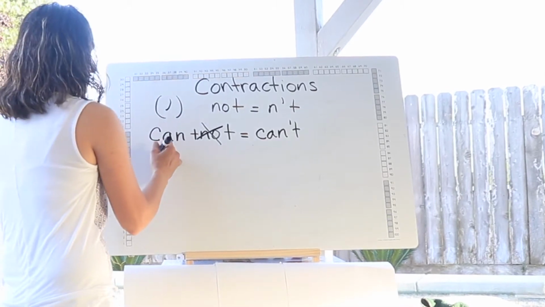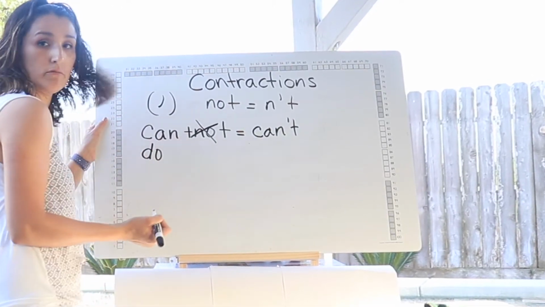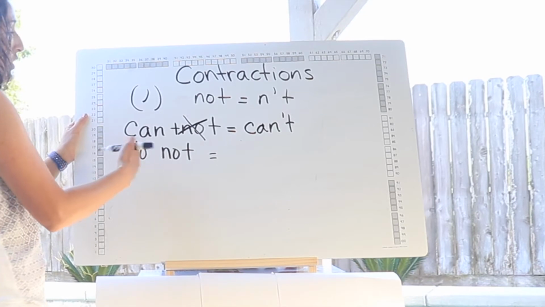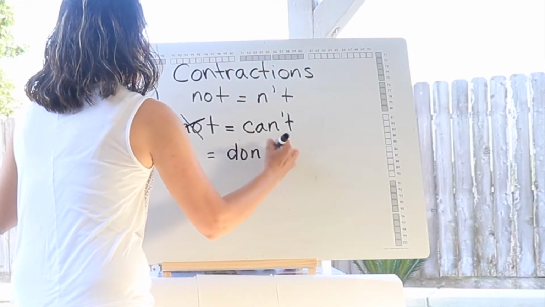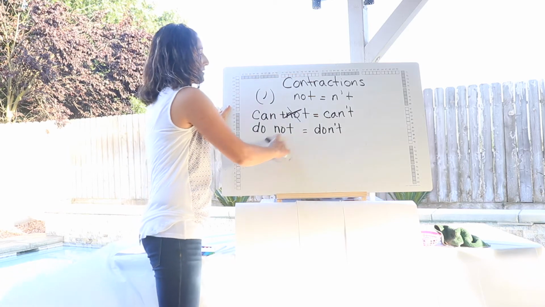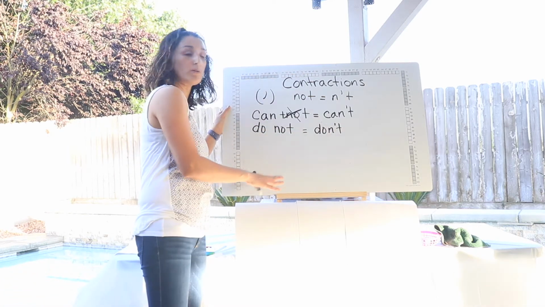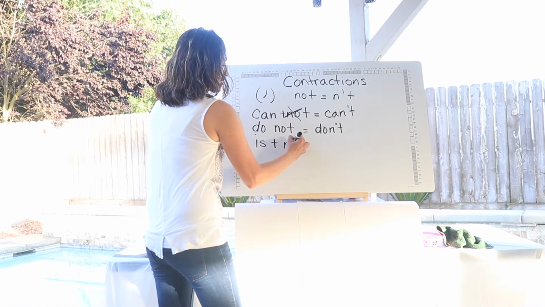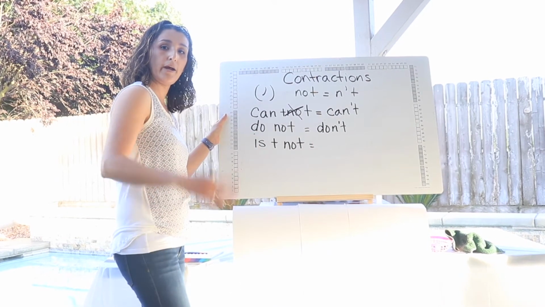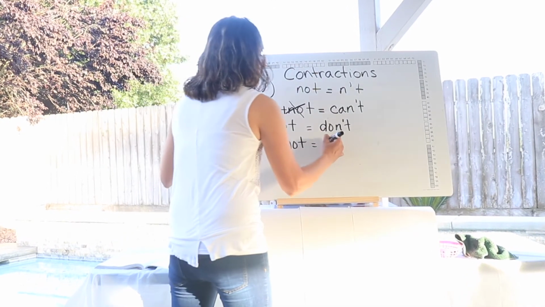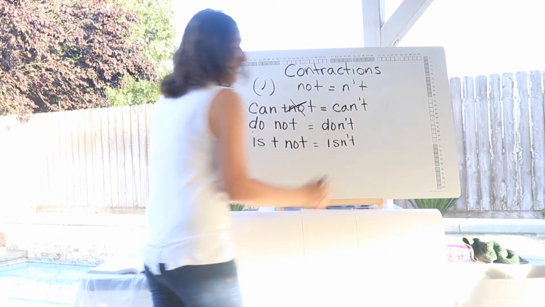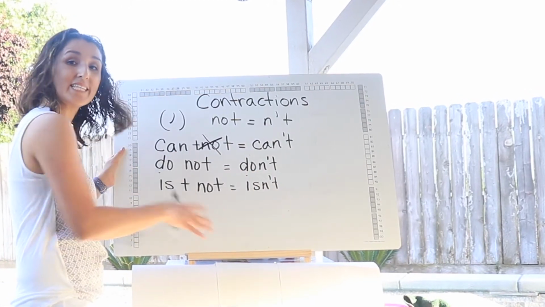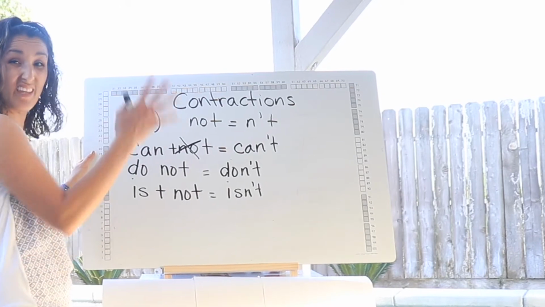Okay? Another one is do plus not. Okay, and again, you can do this on your whiteboard. It will turn into don't. Again, not N apostrophe T. You end up losing the O and it gets replaced with the apostrophe. Is plus not. And again, write on your whiteboard, what would it be? Is plus not will be isn't. You lose the O and turn it into an apostrophe. Okay, so the apostrophe takes the place of the O. Okay, so I think those are pretty simple, right?